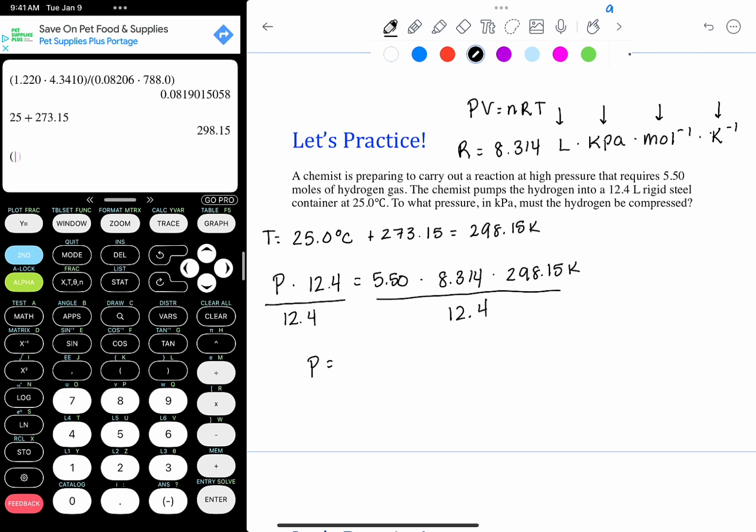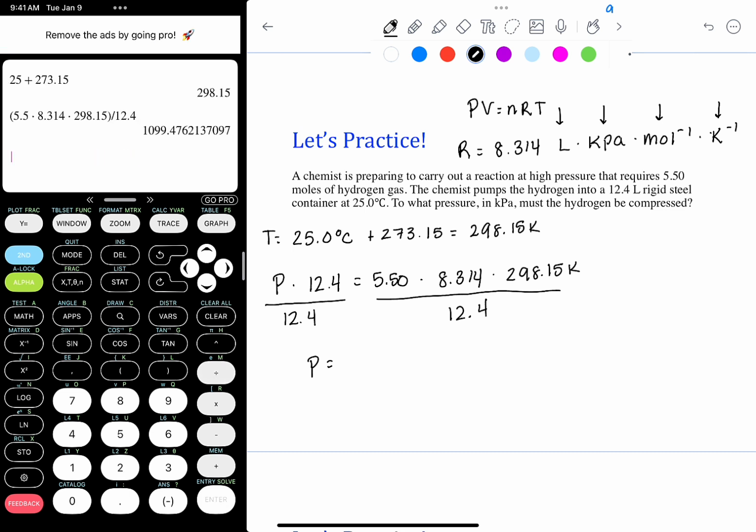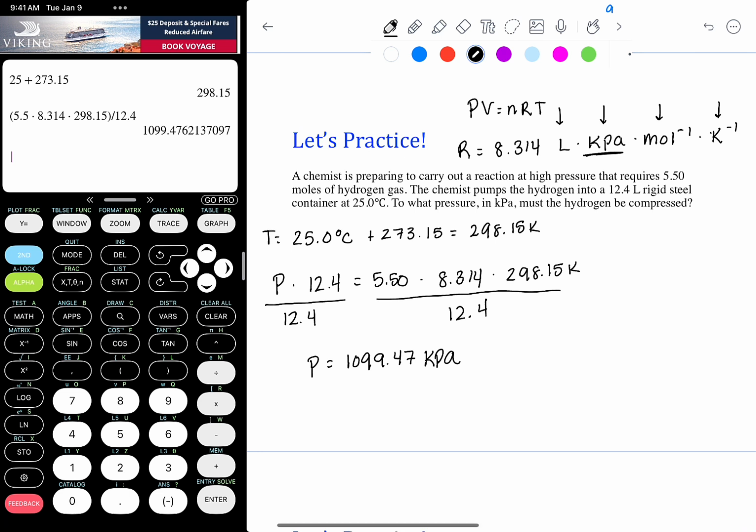So we get pressure is equal to 5.5 times 8.314 times 298.15, all divided by 12.4. So we get a pressure of 1099.47, and this is going to be in pressure units of kPa. Now for this problem, we should have three significant figures, so this would simplify to 1.10 times 10 to the 3 kPa.